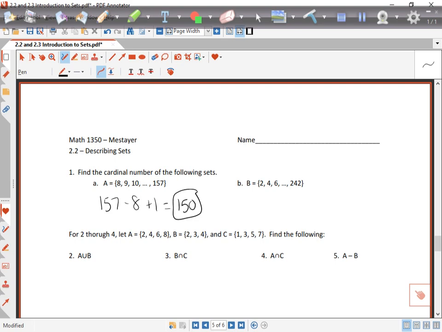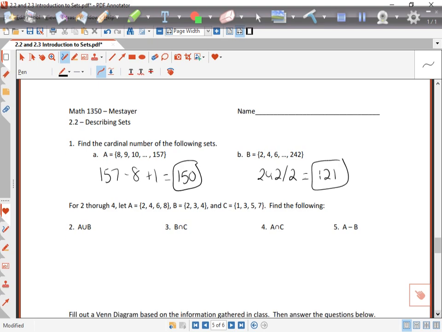The next one, 2, 4, 6 up to 242, is all the even numbers. So I'm going to take the biggest, 242, and divide it by 2, which gives me 121. So we're only using 121 numbers there.